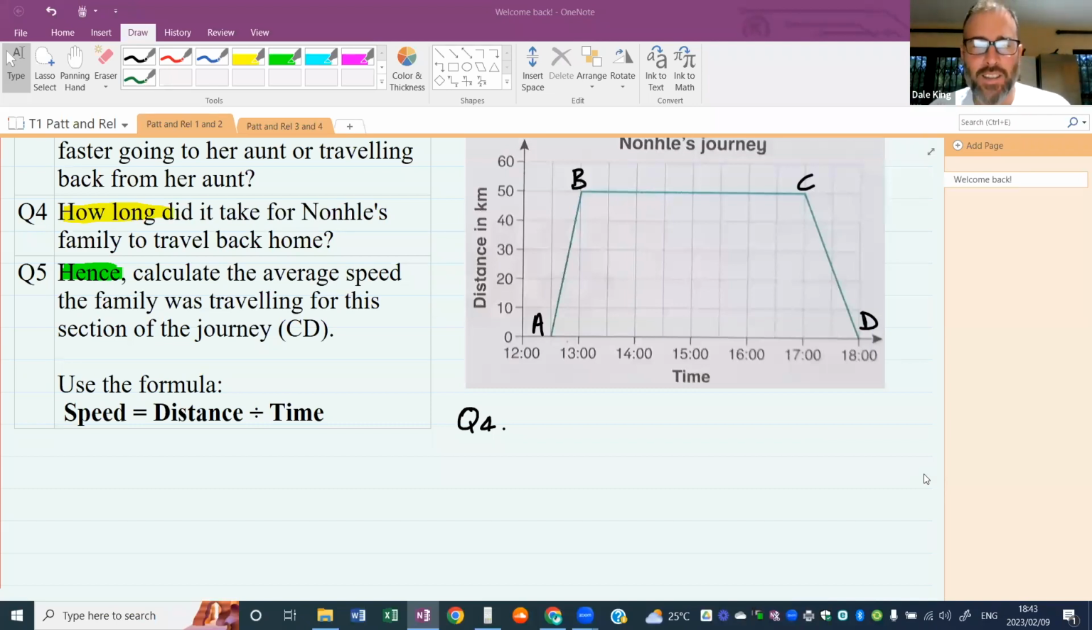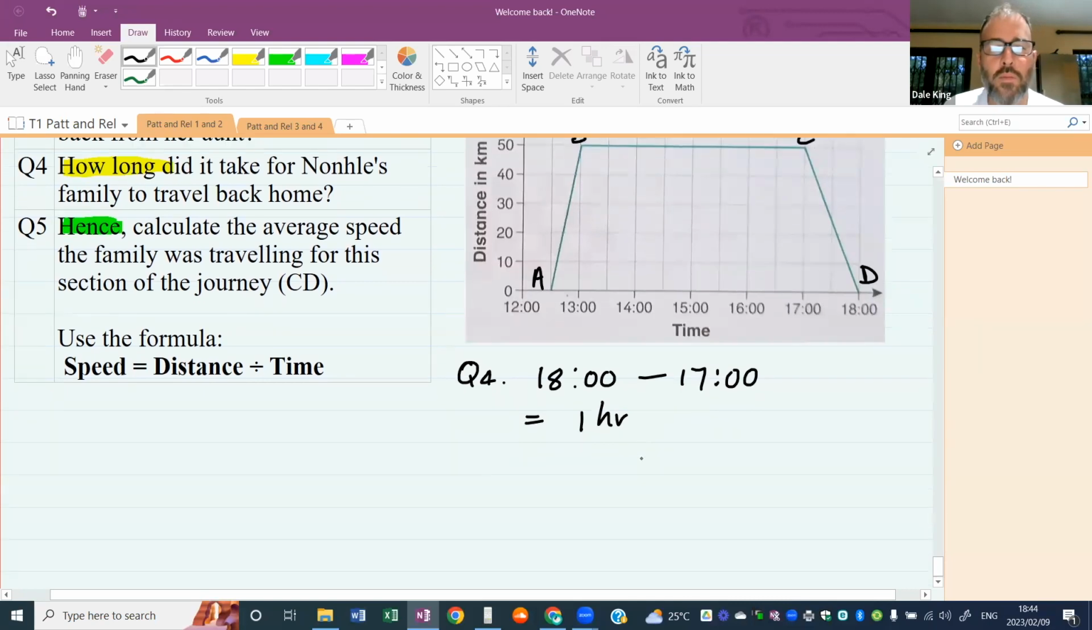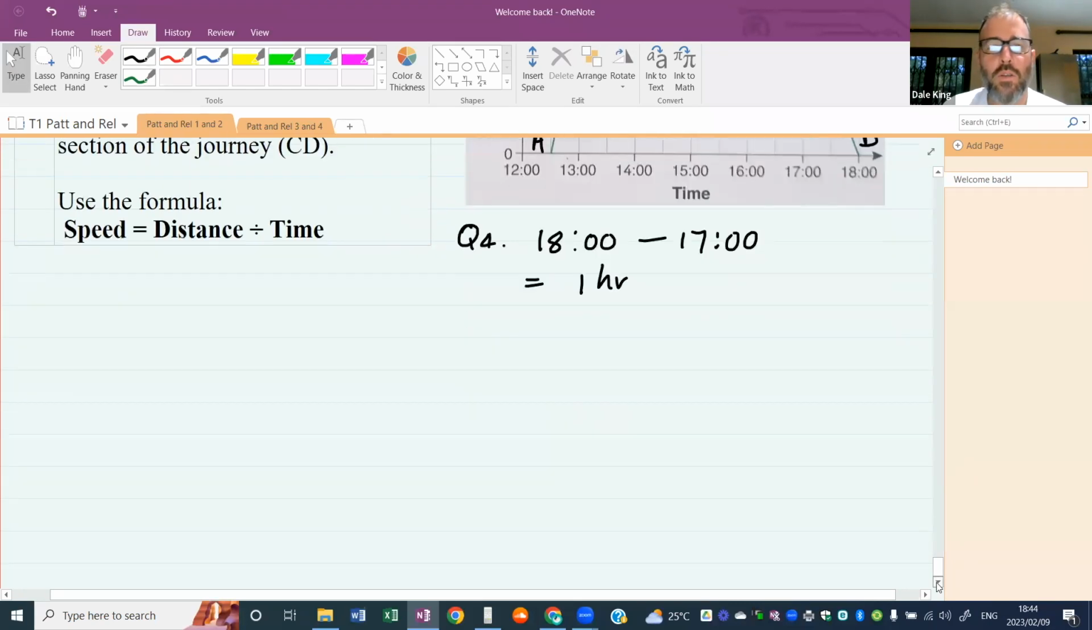Babalo, where's Babalo? There you see. Babalo, talk to us. How did you get this answer? I took 18 minus 17 gave me 1. So it took them 1 hour to get back home. Very good. Well done. So 18 minus 17, and that gives you 1 hour. All right. Thank you, Babalo. Well done. We're going to use this in question 5 now.